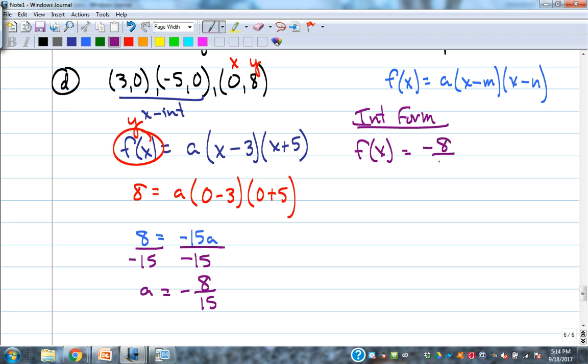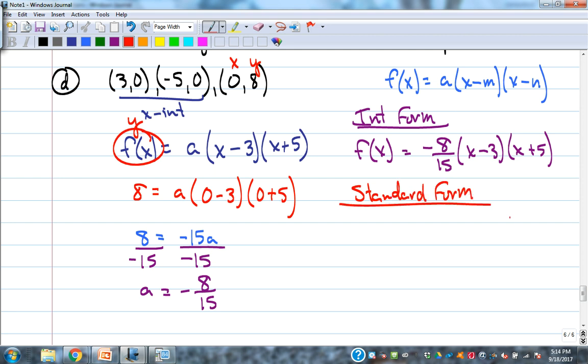So, negative 8 over 15 times (x - 3)(x + 5). All right. Now that's intercept form. How do I turn that into standard form? Once you get the first form, the others are just a few moves away. So how do I turn an intercept form into standard form?